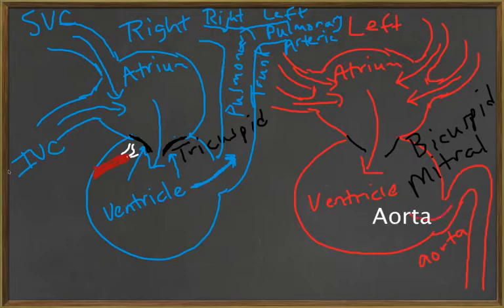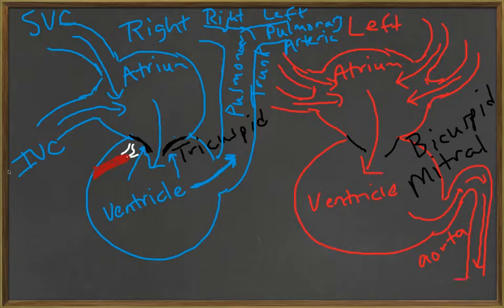The aorta has an ascending branch, an arch, and a descending branch. The descending branch can be divided into the thoracic aorta and the abdominal aorta. The thoracic aorta is above the diaphragm. The abdominal aorta is below the diaphragm.